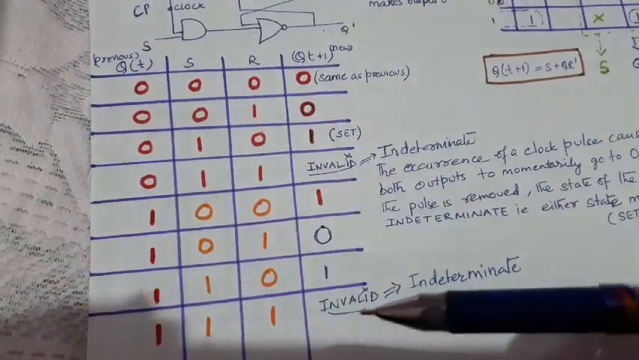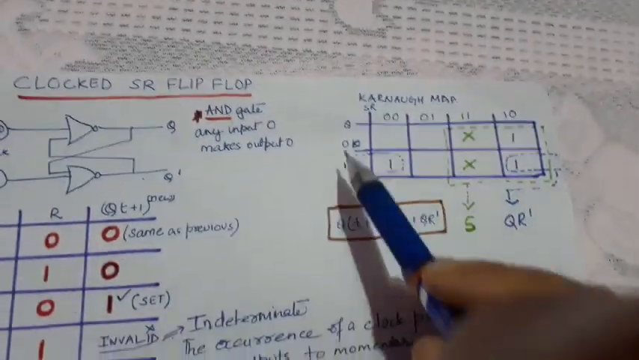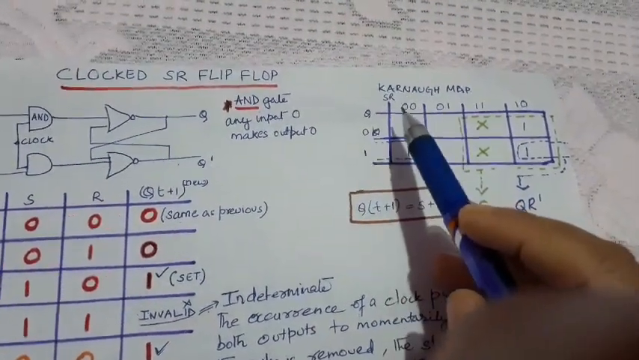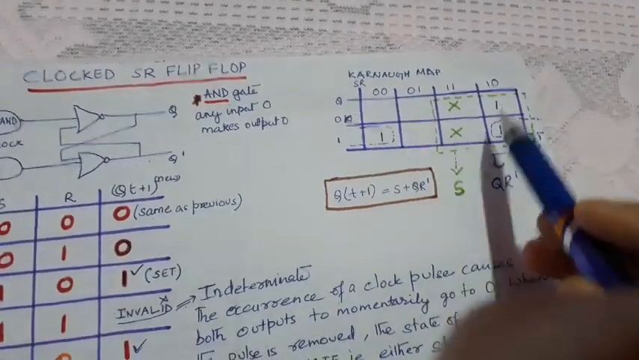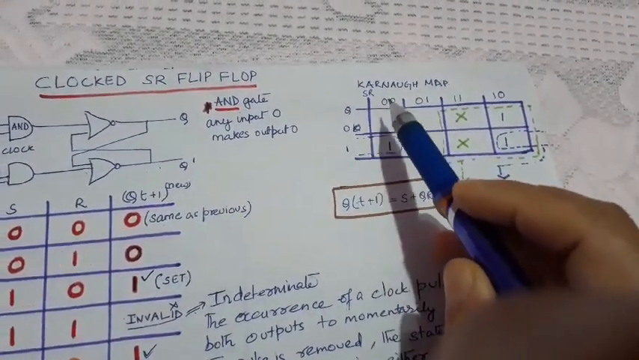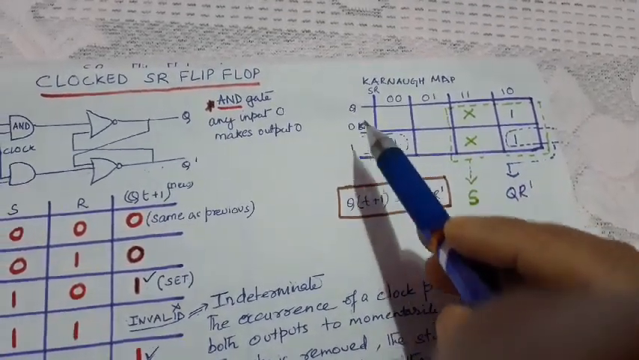So I hope the truth table is clear. Now I'll be explaining the Karnaugh map. For the Karnaugh map, first of all, we'll draw the structure. Because 3 variables are there, Q, S and R, we have a 3 variable Karnaugh map. I hope you remember these combinations: 0, 0 for S and R, 0, 1, 1, 1 and 1, 0. And this side is Q, 0 and 1.